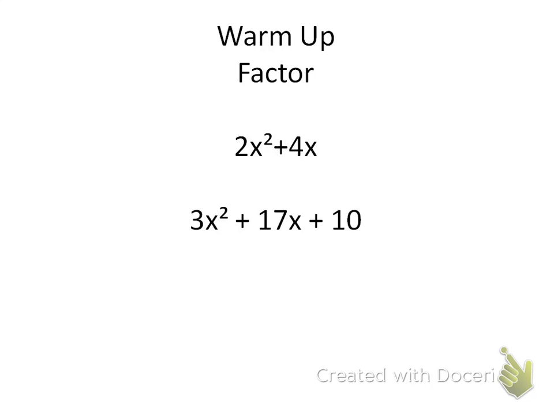So we learned 2 ways to factor yesterday. Anyone remember what they are? GCF, which we'll use on the first warm-up, and bottoms up, which we'll use on the second warm-up. Good. How do I do GCF? Yeah, take out the greatest common factor. So in the first warm-up, what's the greatest common factor? 2x. So what would I have left in my first term? X and then 2. Good.